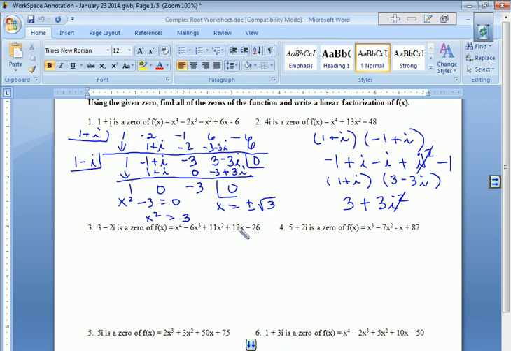So if I made a list of all of the roots of this function, it would be positive square root of 3, negative square root of 3, positive 1 plus i, negative 1 plus i. Excuse me, that is not negative 1 plus i, that is 1 minus i.